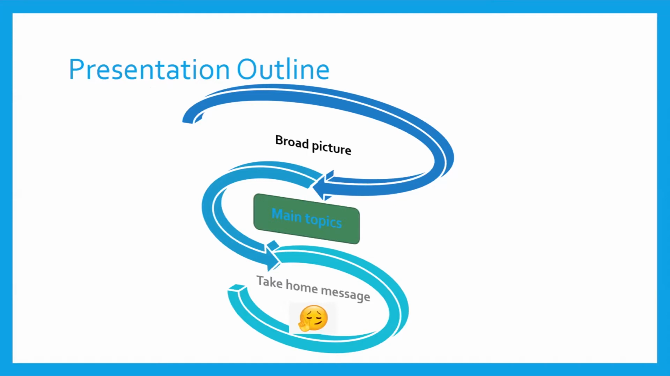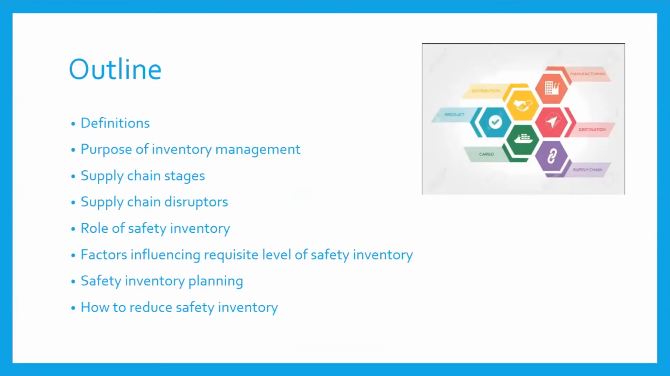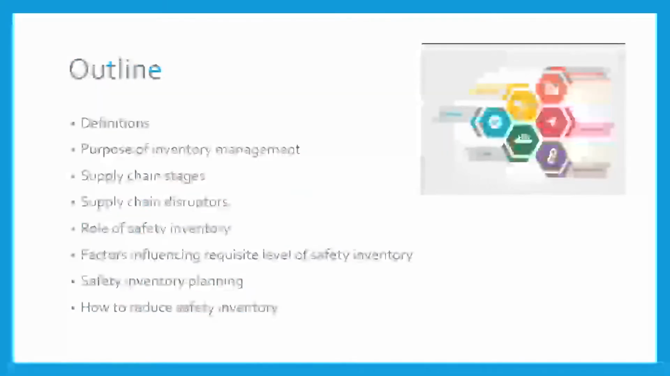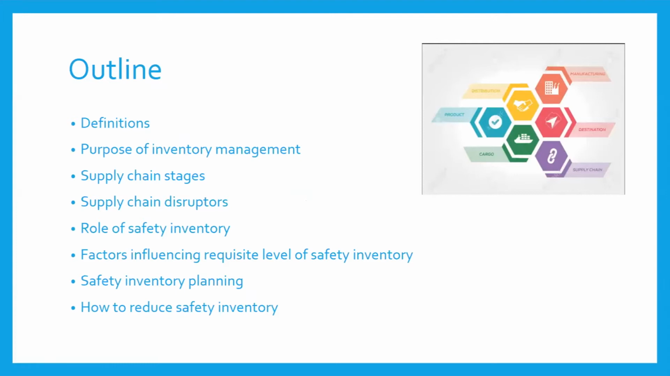Okay, there we go. So we'll just go through broadly what inventory management is and supply chain management is, and what safety inventory is, or what we call buffer stock, and then of course have a take-home message. So the outline will just basically be a few definitions, not all definitions, why we need to have inventory management, the various stages of supply chain, what the supply chain disruptors are, because after all, that's what my presentation is about, what safety inventory is and factors that influence safety inventory and how you can plan for safety inventory.